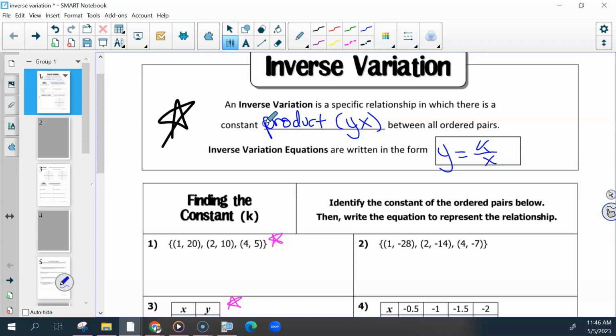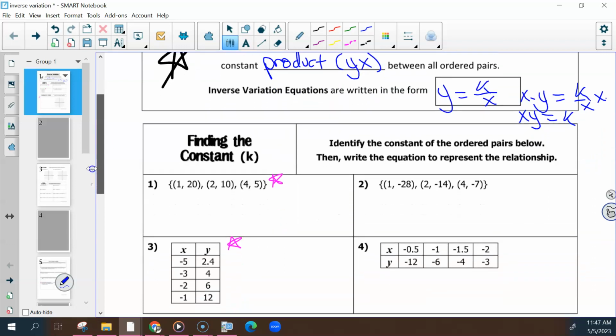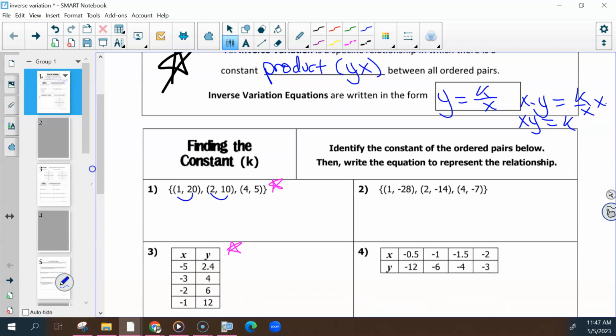And I could use that to find this product, so I'm going to rewrite it. How would I solve this for k? Multiply both sides by x, which is how we get xy equals k. So to find our k value, we're going to multiply and see if they're the same. So number one, multiply each of these. See if they're the same.